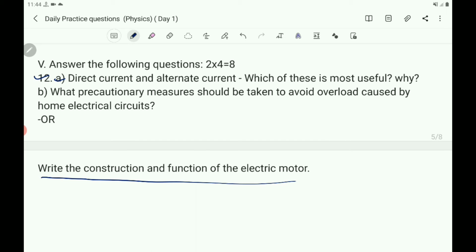A, direct current and alternating current. Which of these is most useful? Why? Among DC and AC, which is most useful and why? We have to answer. And B, what precautionary measures should be taken to avoid overload caused by home electrical circuits? So let us try to answer these A and B questions.